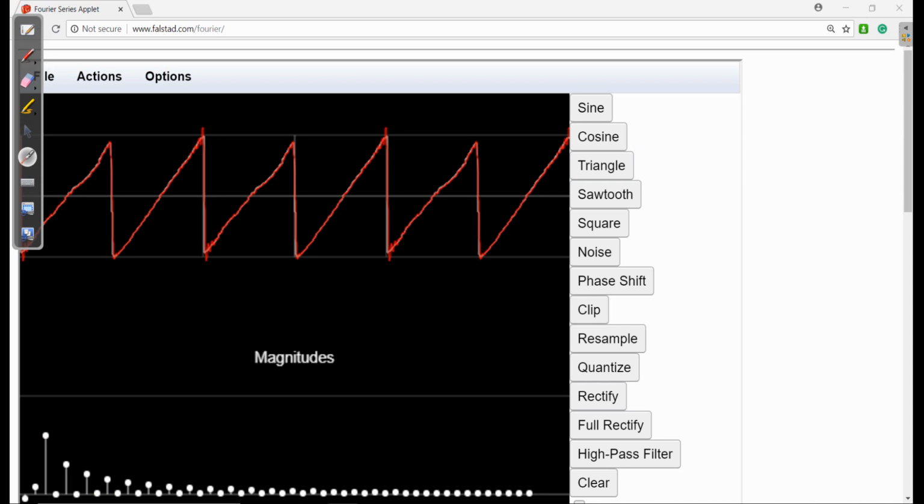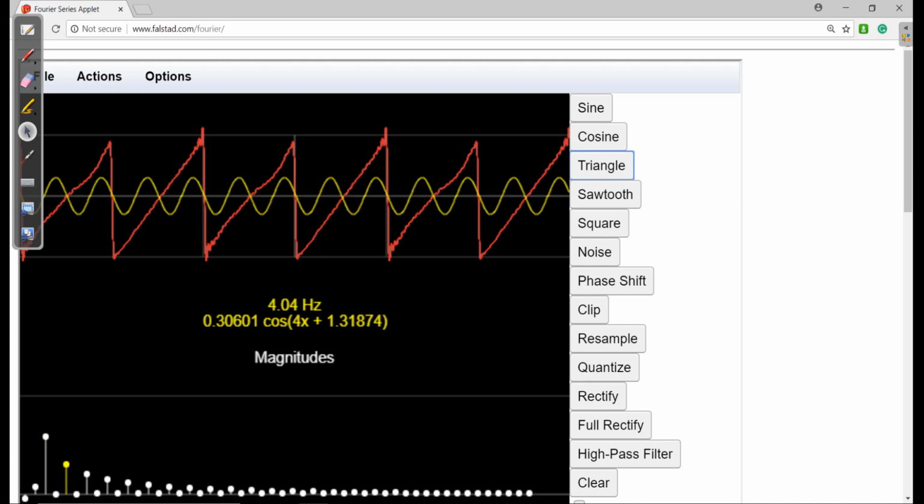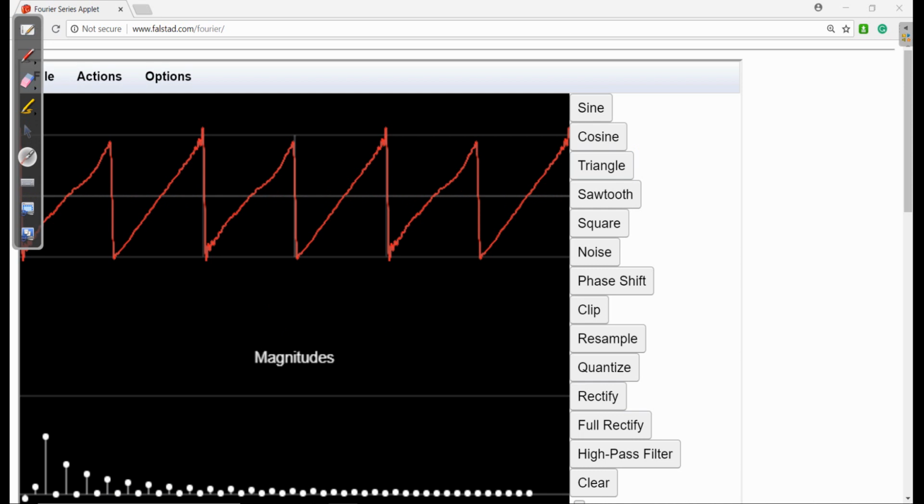So if you want to see these components, you can simply hover over this. So you can see that this is the original signal with 2 Hz. This is getting added with another signal that is of 4 Hz, 6 Hz, 8 Hz, and so on. All these components, when added together, you'll get the resultant waveform that is there in the red.